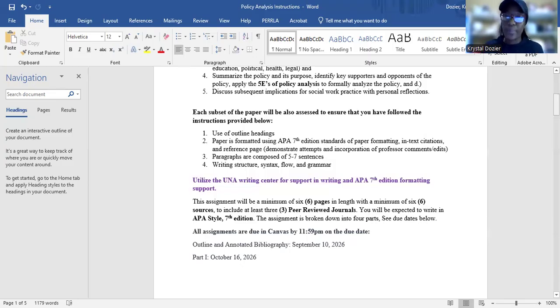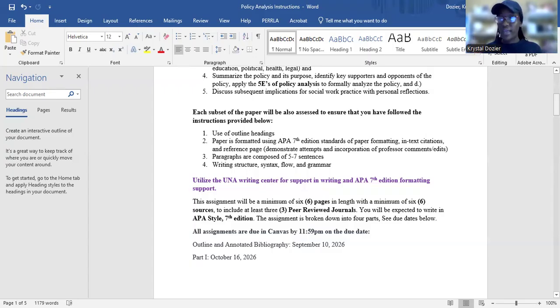We're going to use APA formatting 7th edition for the format of your paper, for your in-text citations, as well as your reference page. If you cite it in the text, it needs to be on the reference page. If it's on the reference page, it needs to be cited in the text. I want you to demonstrate an attempt at APA citations. If you're saying, Professor Doja, I struggle with APA, I've only used MLA in the past, that's okay. Show an attempt, make an effort, and also incorporate my comments and edits on your paper as you move forward to the next assignment.